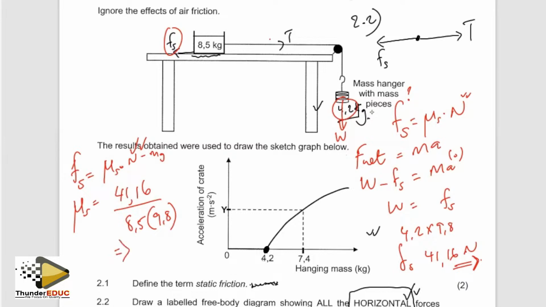So when I divide that, that is 8.5 times 9.8. That gives me 0.49. Now remember, this is a ratio, so we don't expect units to be added. So that is the coefficient of static friction.